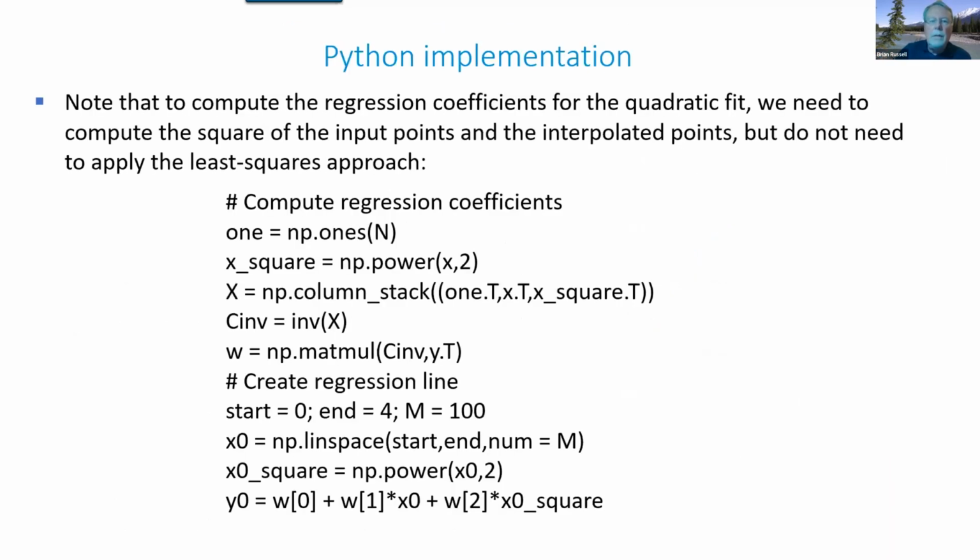Okay, so how did I do that in Python? I did X as a column stack of 1. I created the square, X squared, with np.power of X raised to the power of 2. Then I stacked 1, X and X squared. And I did the inversion. I multiplied it. I didn't need to do a least squares inversion this time. Then I created a regression line. So now I have to create what I call X naught squared. So now Y naught is W naught plus W1 X naught plus W2 times X naught squared.